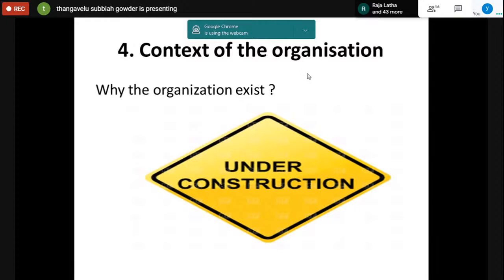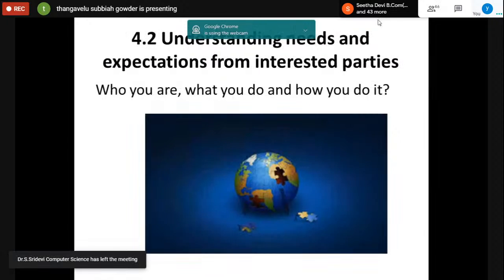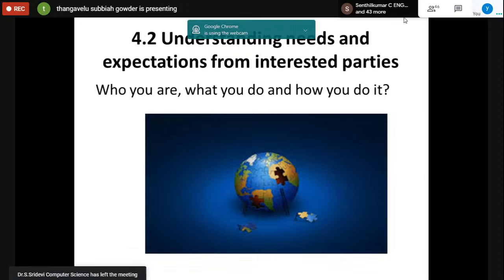Why this organization exists, that is the context of the organization. We are telling what the stakeholders are who are affected by us, and what our strengths and weaknesses are. About this, we are going to develop this. Then, needs and expectations of the interested parties. Who are our interested parties, how we are meeting their requirements, and how we are developing the systems to meet the learner's perspective.